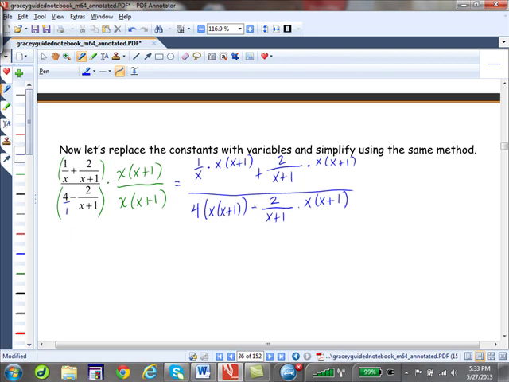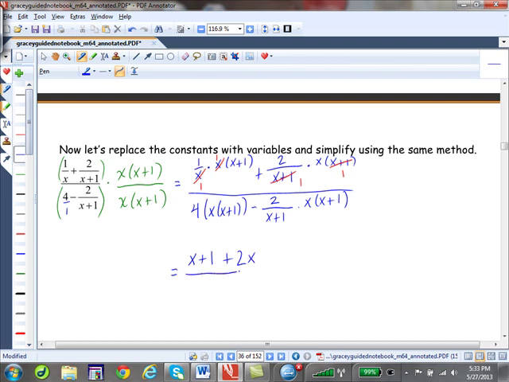So this is just the distributive property, right? The 1 over x multiplies to that quantity, and then the 2 over x plus 1 multiplies to that quantity. So here we go. Notice that on this one, the x's divide out. Okay, so we'll end up with 1 times x plus 1 is just x plus 1. Now on this guy, do you see the x plus 1's divide out? So we'll end up with plus 2 x's.